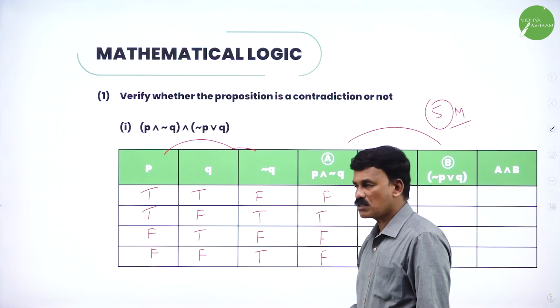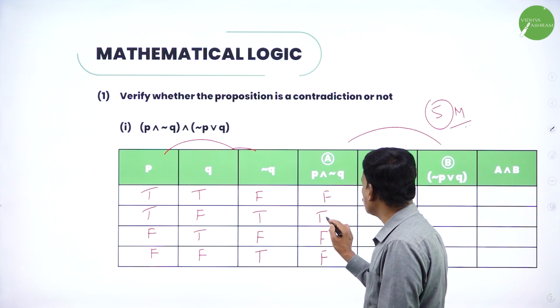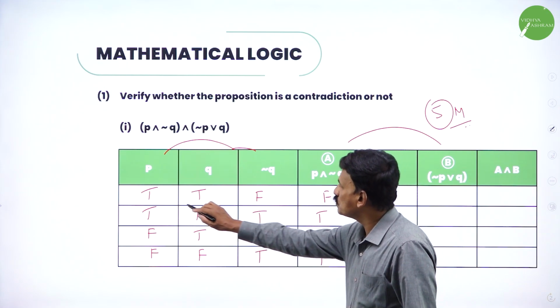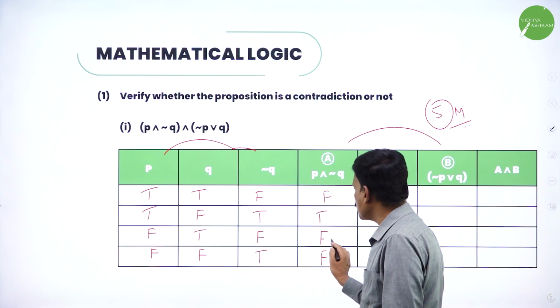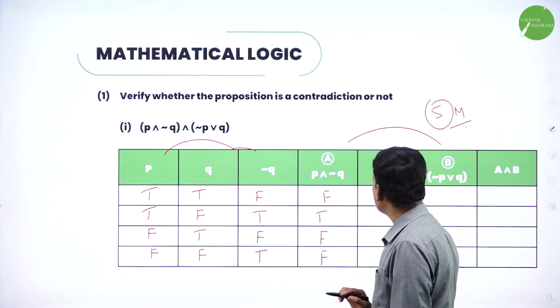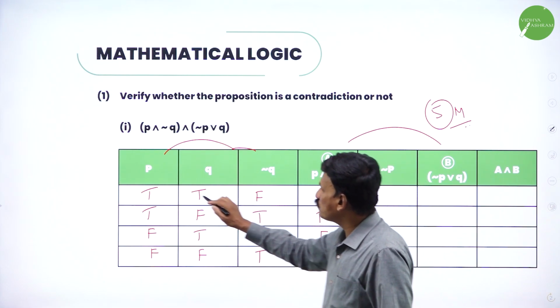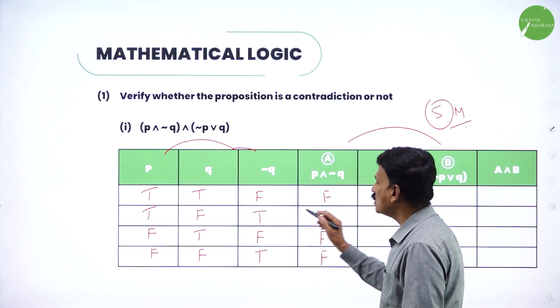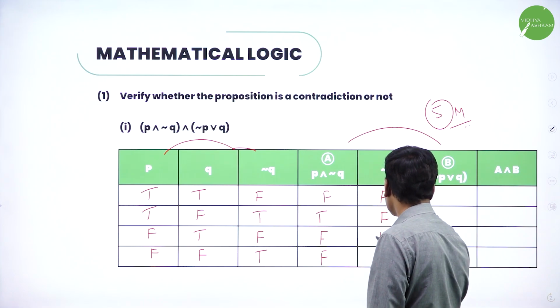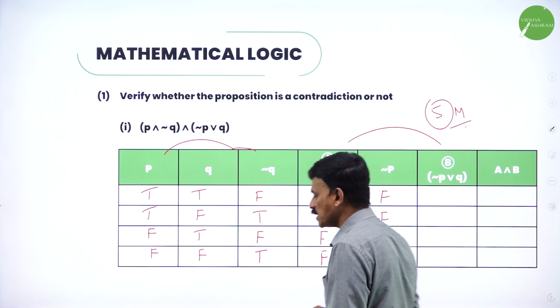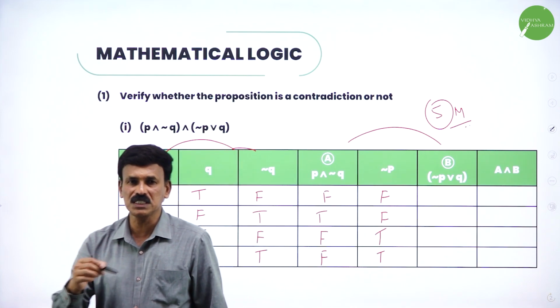So in case of conjunction, true and true is true. In all other cases it is false. So T and F is F, T and T is T, F and F is F, F and T is also F. Now write down the negation of P. For T it is F, for T it is F, for F it is T, for F it is T. So negation of P is F, F, T, T.